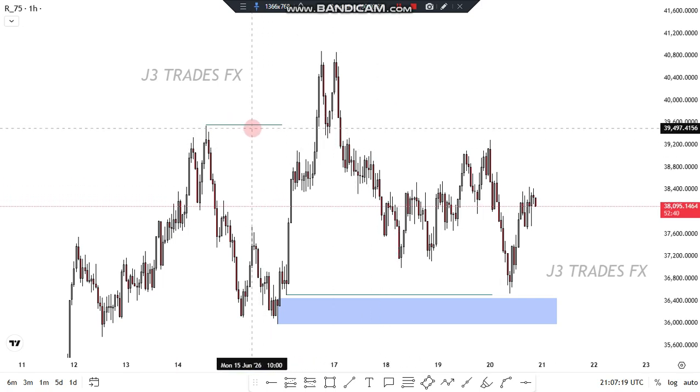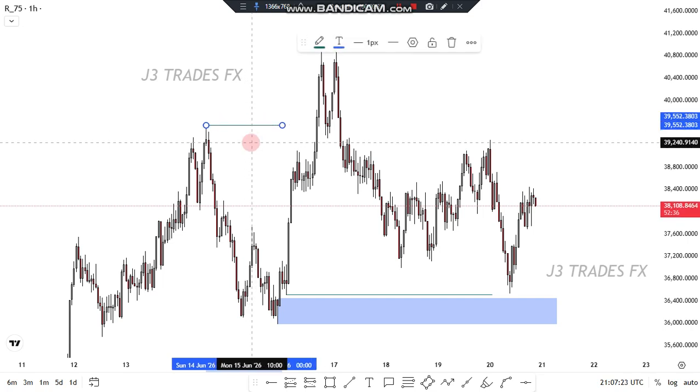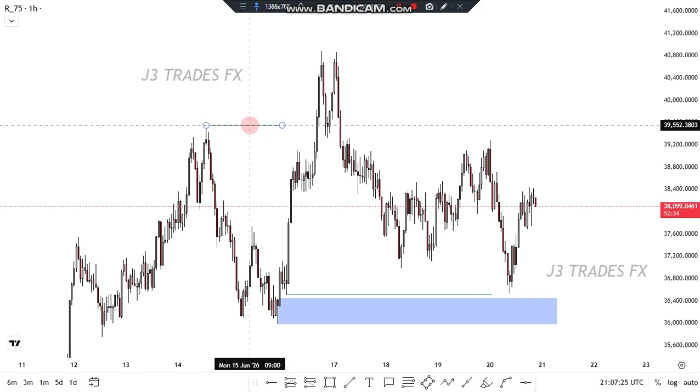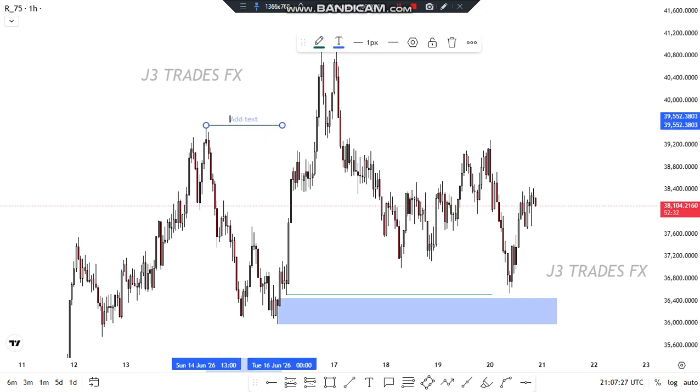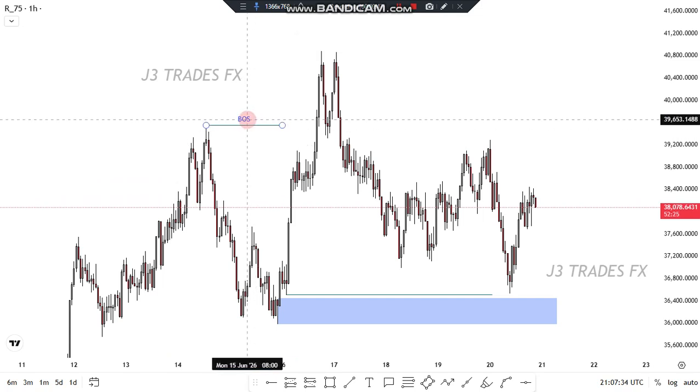So we want to talk about break of market structure today, BOS. If you are a beginner trader, you must have been hearing this break of structure thing every now and then. It is signified by this BOS, which means break of market structure.